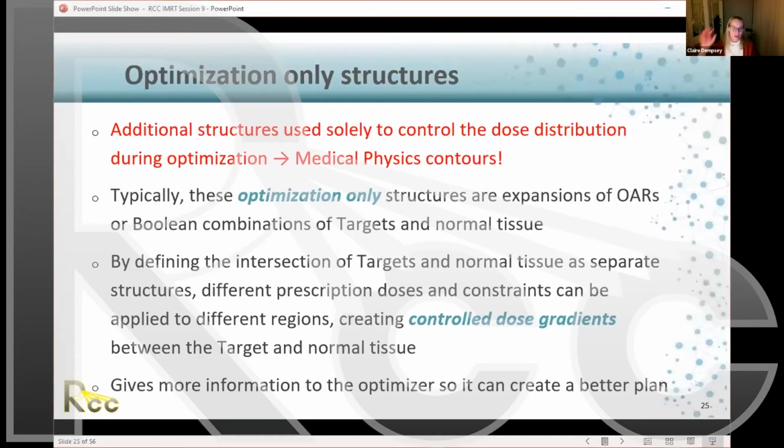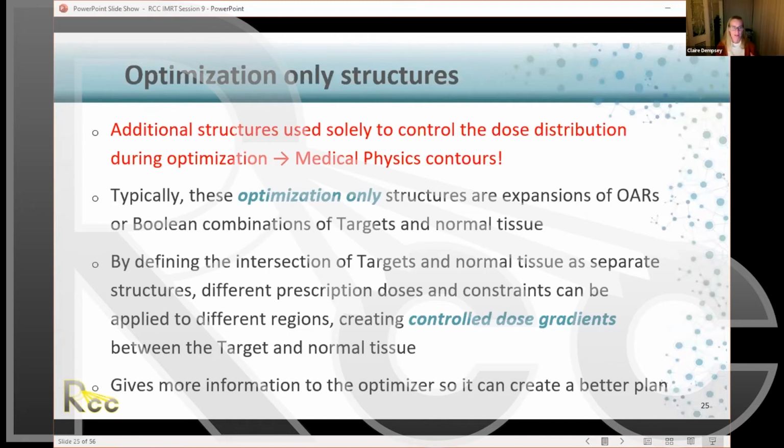So often our optimization structures are expansions of our organs at risk or combinations of our targets and normal tissue. By defining the intersection of our target and normal tissue as different structures, we can put different constraints on each of those regions. So we can create controlled dose gradients.